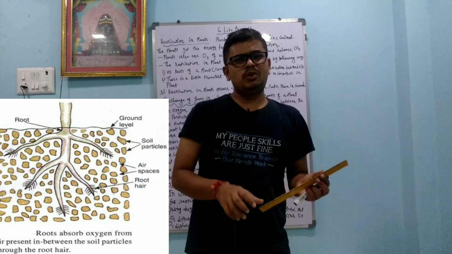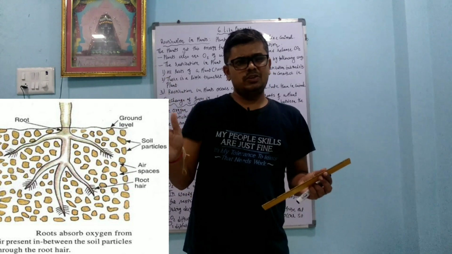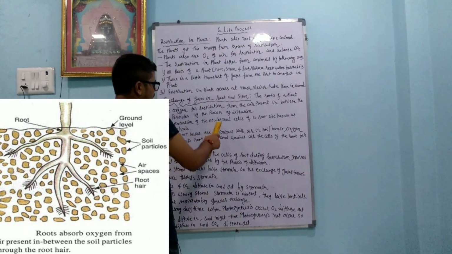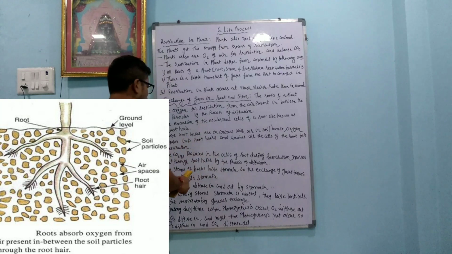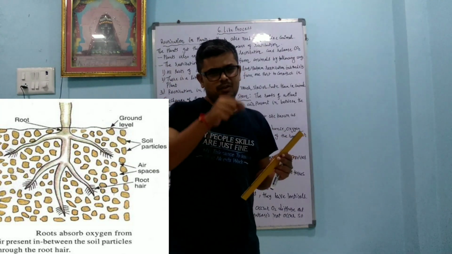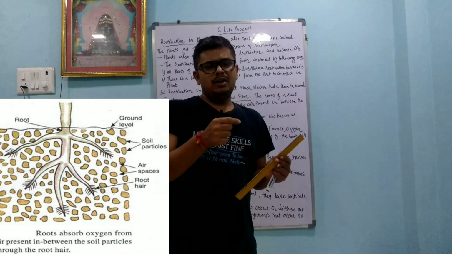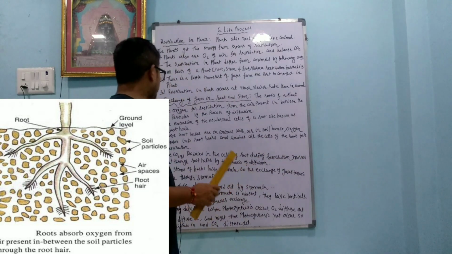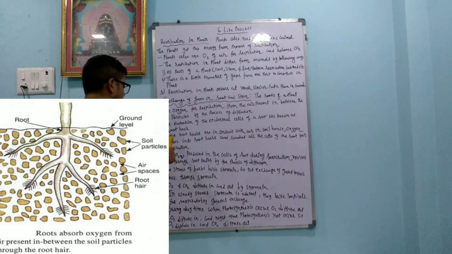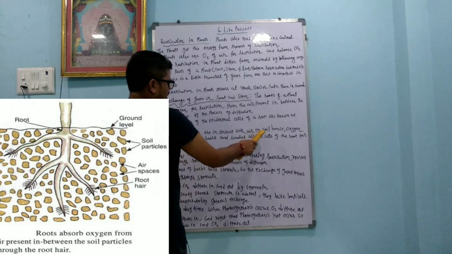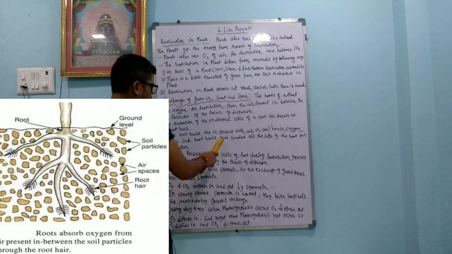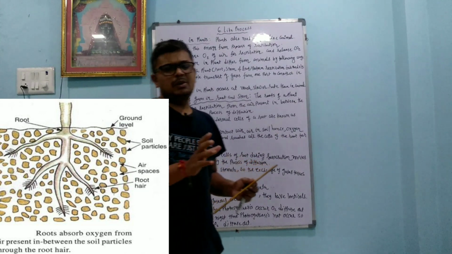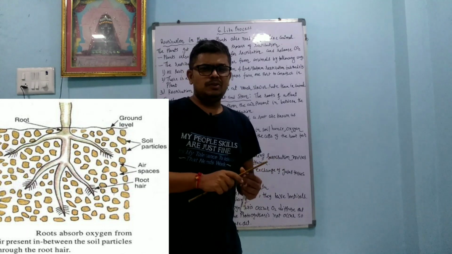We know that in diffusion, oxygen goes from higher concentration to lower concentration. The extensions of the epidermal cells of the root are known as root hair. On the main root, so many root hairs are there, and through these root hairs oxygen enters from higher concentration to lower concentration. These root hairs are in contact with the air in the soil, hence oxygen diffuses into root hairs and reaches all the cells of the root for respiration. In this way oxygen enters different parts of the plant.